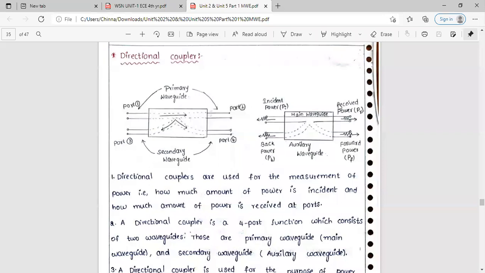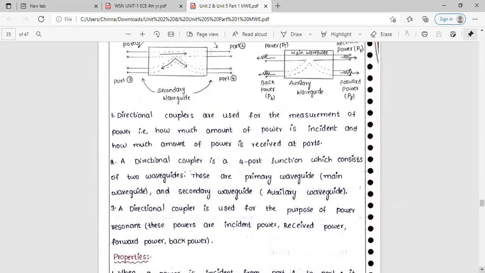If the input is port 2, then similarly it will be reversed. Okay, you can see how it functions. Directional couplers are used for measurement of power, how much power is incident and how much power is received, which will be measured by the directional coupler only. This is the major important power measurement of the microwave. So the directional coupler is a 4-port network which consists of 2 waveguides.